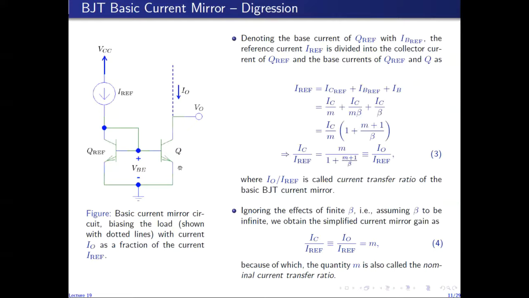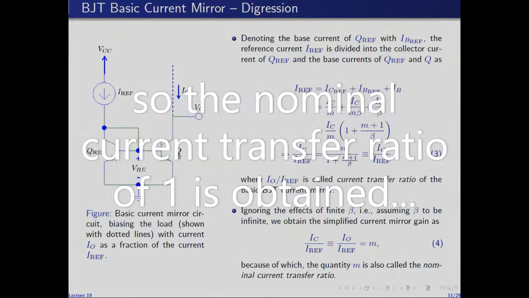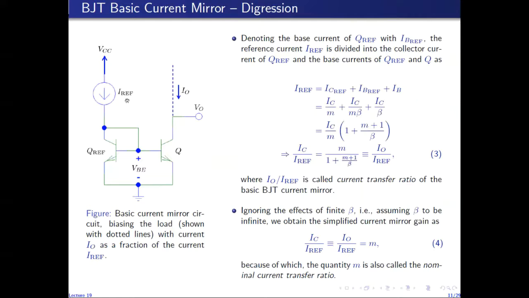So what the basic current mirror does is mirror the current from the reference branch towards the load branch. If we ignore the effects of beta and assume that M is 1, that is, the two devices are perfectly matched, then the current IREF is mirrored as I naught into this branch, hence the name current mirror. Which is why M is also called the nominal current transfer ratio. The nominal current transfer ratio is obtained when Q and QREF are perfectly matched and beta is very large, in which case we obtain I naught as IREF. That is, the current IREF will be mirrored onto this branch as I naught.